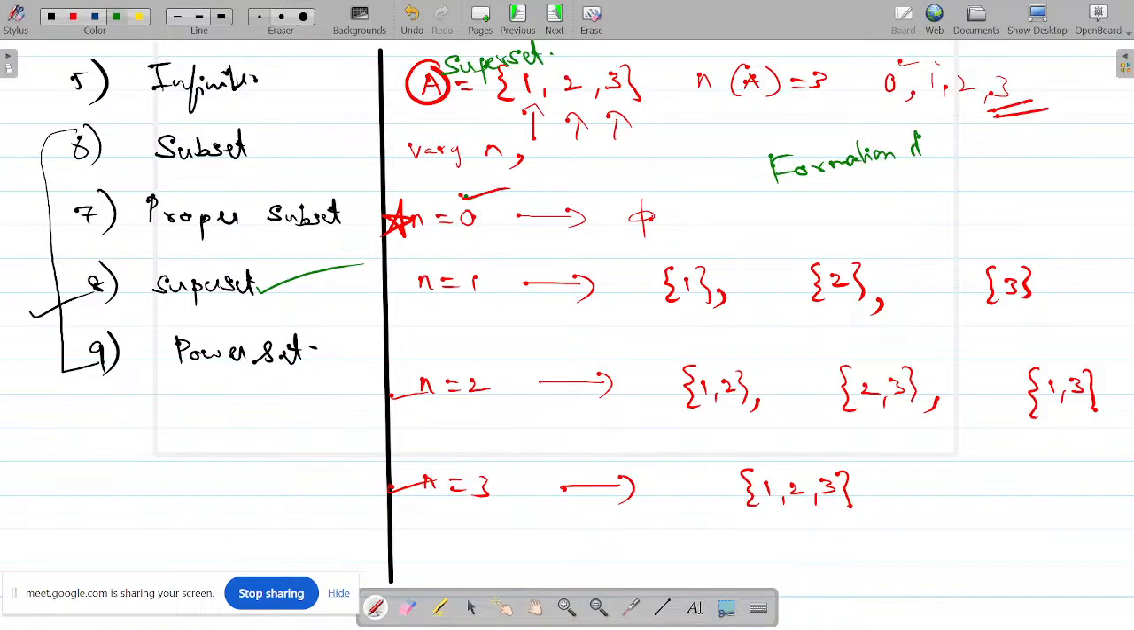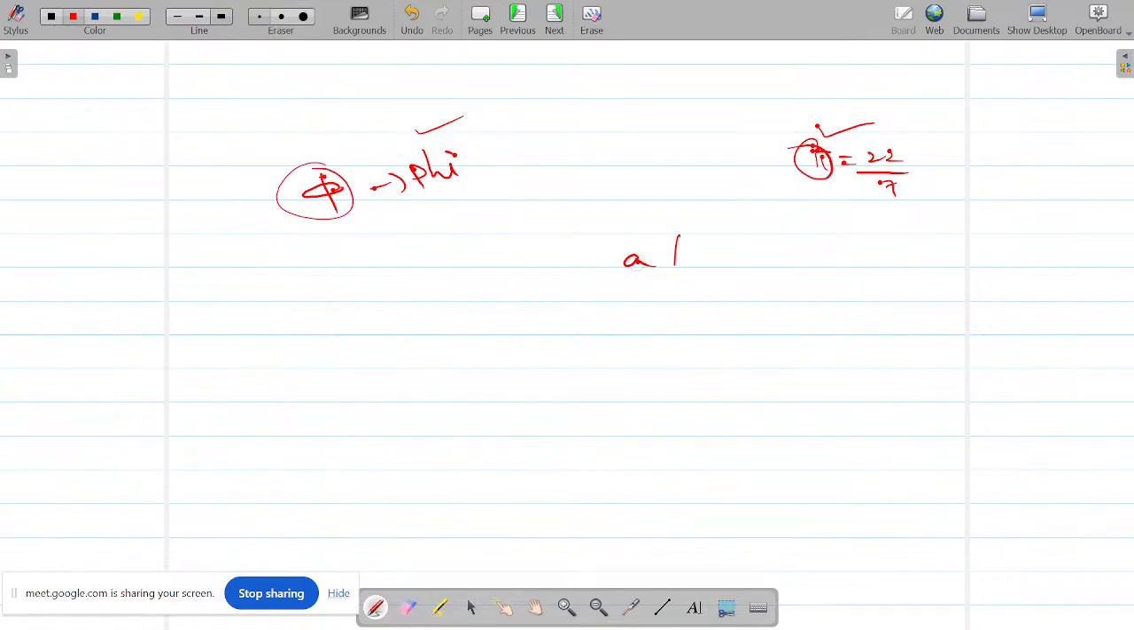How do you form the subsets? By varying n. For convenience, I'm going to name them, because each and every time I cannot write the full name. Let the null set be represented by a symbol. What is this sign called? It's called pi. This is small pi and this is capital pi, just like small a and capital A. This capital pi is used to represent the null set or whatever it is.